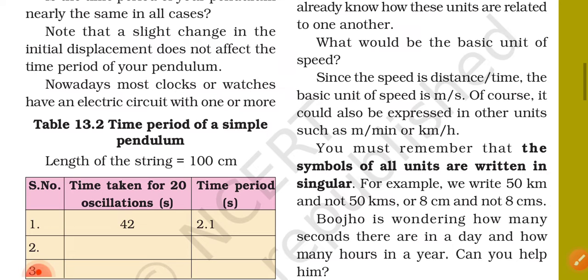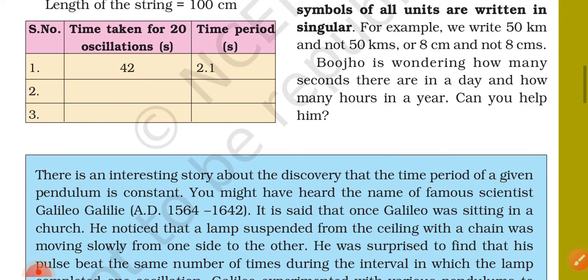You must remember that the symbols of all units are written in singular. For example, we write 50 km and not 50 kms, or 8 cm and not 8 cms. Bojo is wondering how many seconds there are in a day and how many hours in a year. Can you help him?